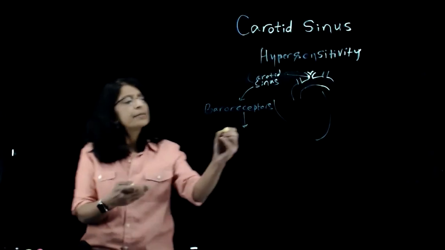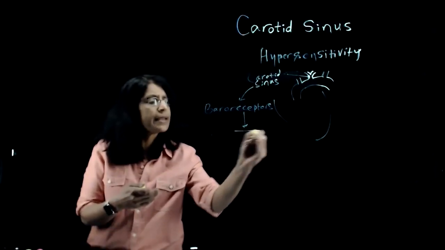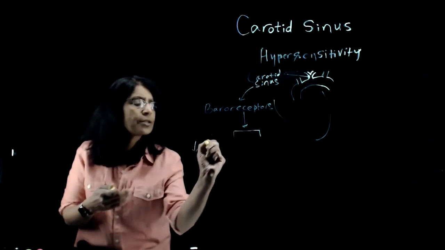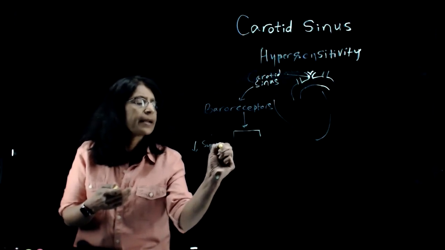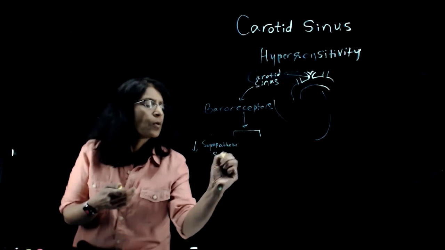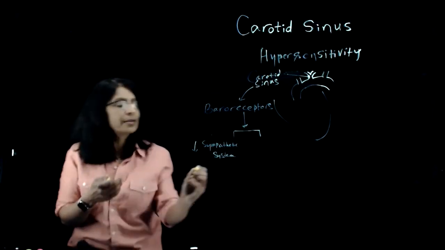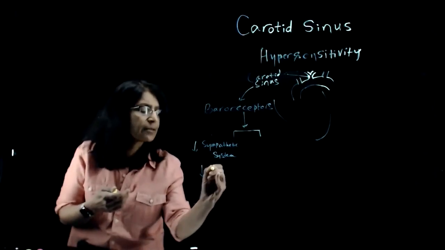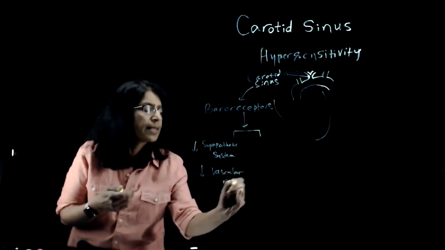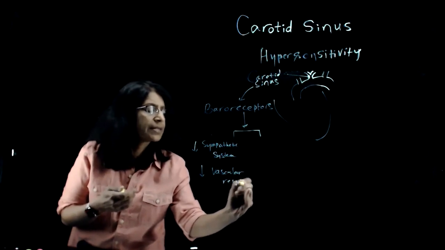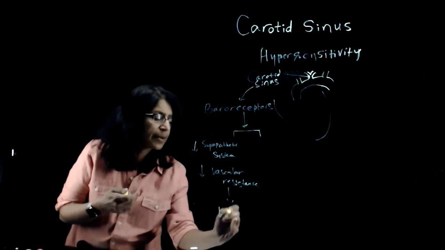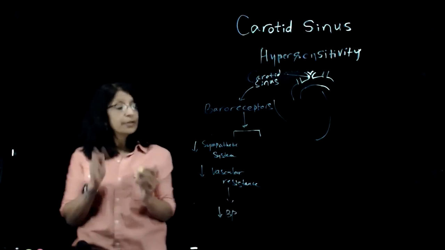And then there are two things that would be turned on or turned off. One of them is the inactivation of the sympathetic system. What does that do? You have to think about decreased vascular resistance. That would lead to decreased blood pressure. All right, so that's one situation.